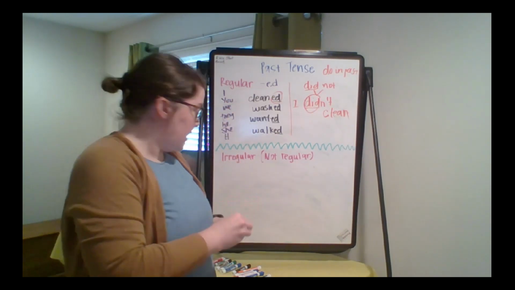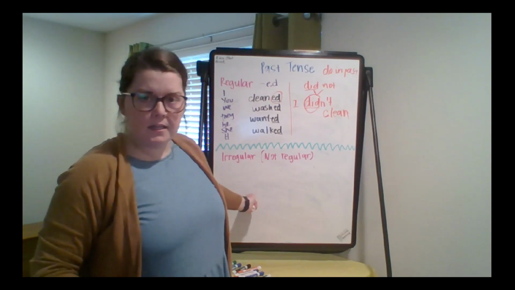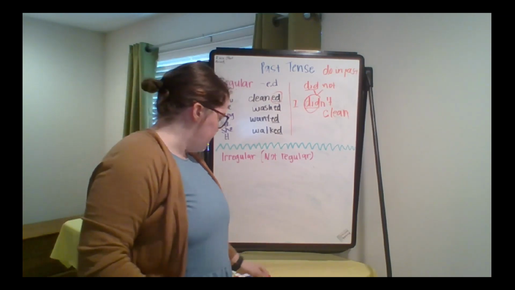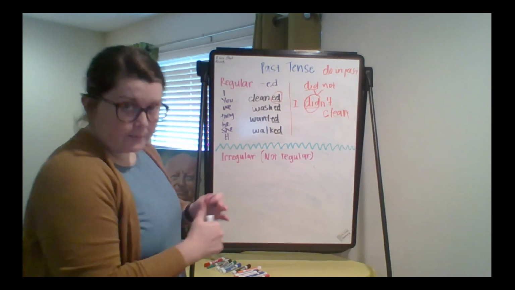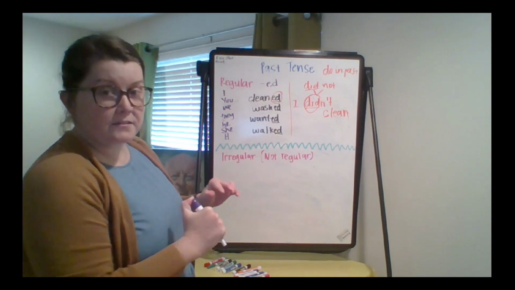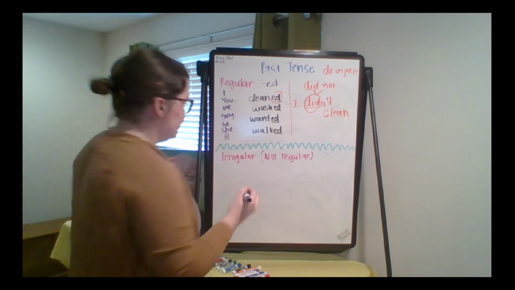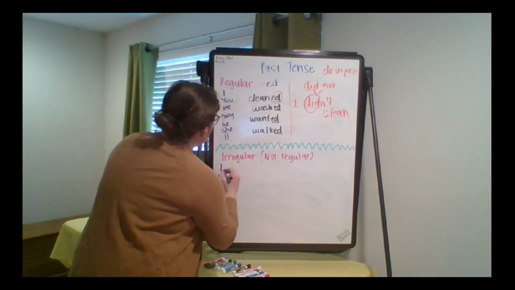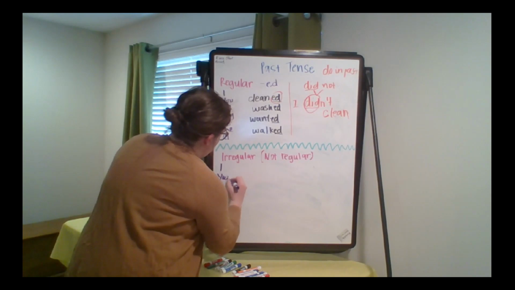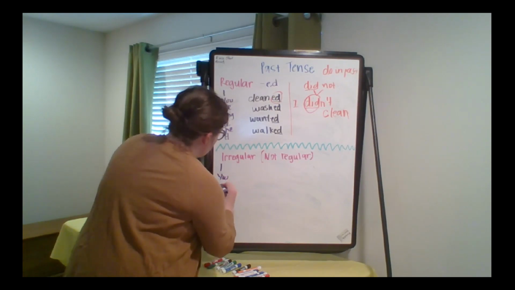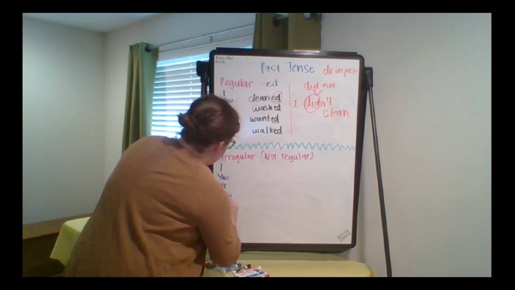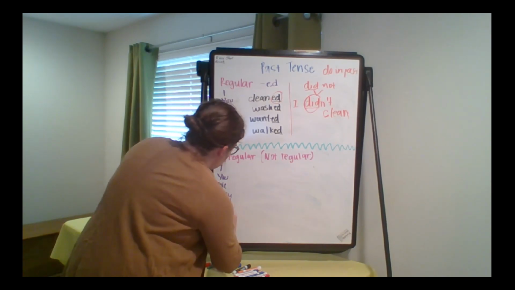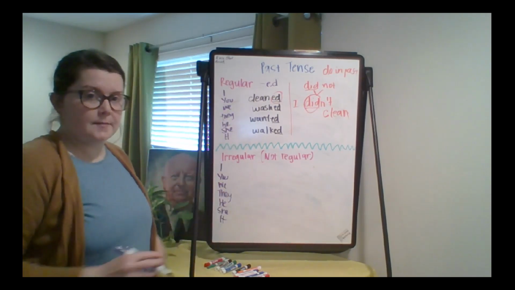All right, so now let's talk irregular. So the good thing about irregular, except for the past of to be, which we'll talk about later, okay, is that it's the same for whoever person you're talking about. So I, you, we, they, he, she, and it. Okay, all the same.